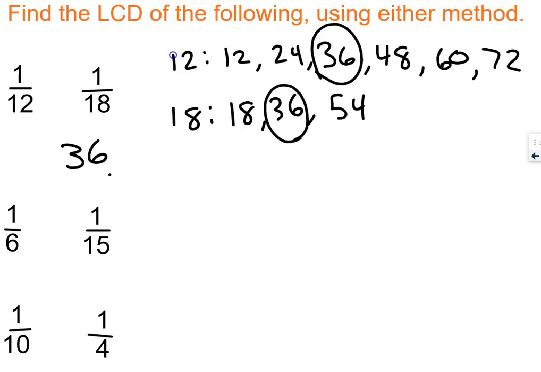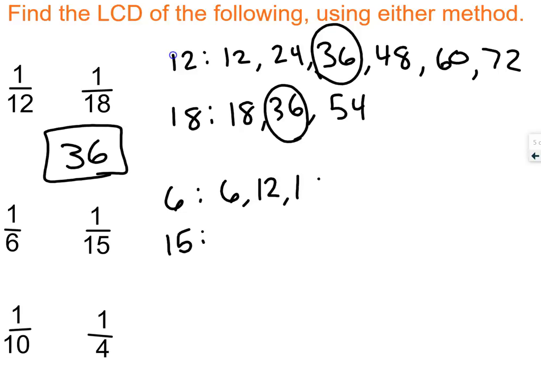You will get questions that just say, find the least common denominator. All you have to do is write the number 36 there. Let's go to 6 and 15 using the same method, 6 and 15. Let's go up with 6. 6 times 1 is 6. 6 times 2 is 12. And I'm just going to keep going again.